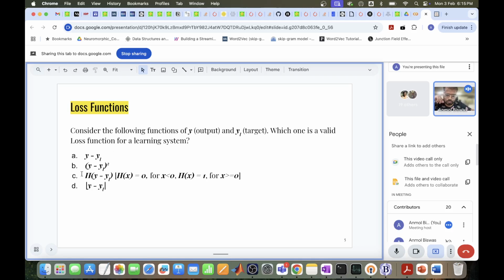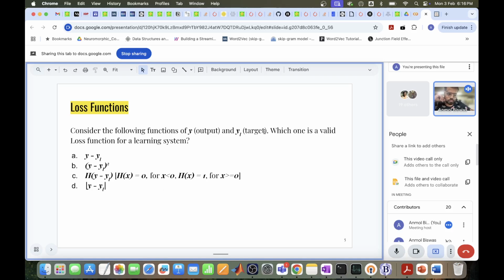Then C is, so H, when you see this capital H, it usually refers to the Heaviside function, right? Which is the step function, stepping at zero, right? It is h of x equals 0 for x less than 0 and 1 for x greater than or equal to 0. And then you have this thing, y minus yl as a modulus function, right? Which is the absolute value of whatever is inside.